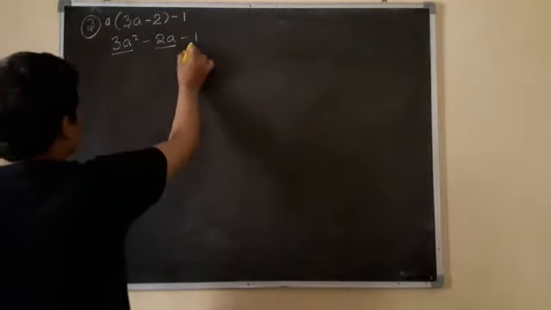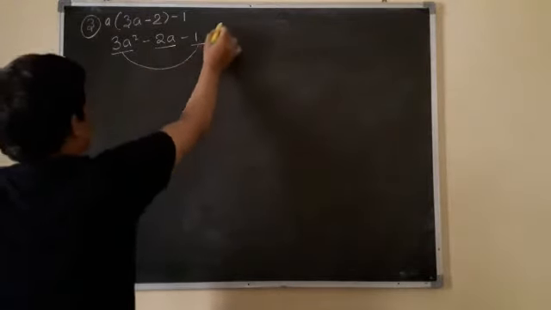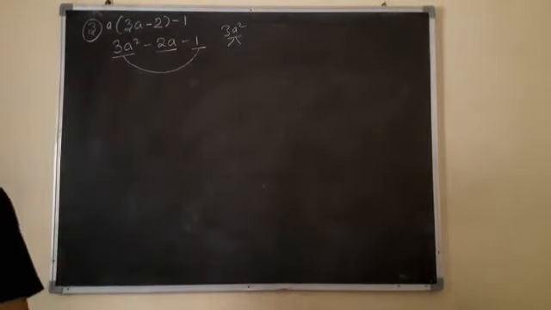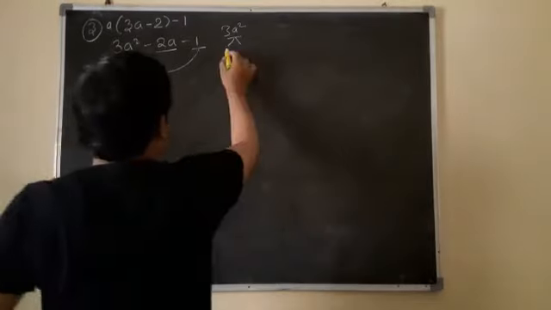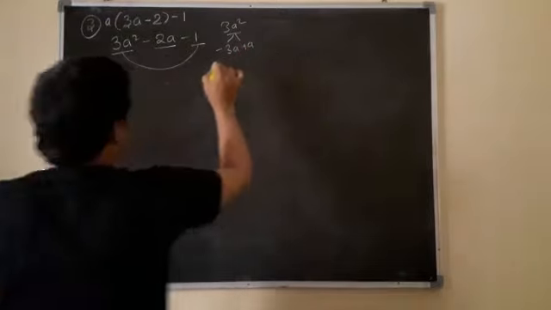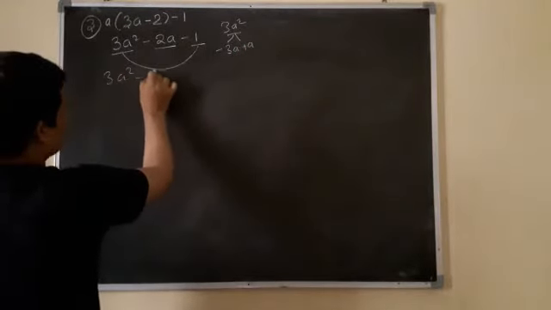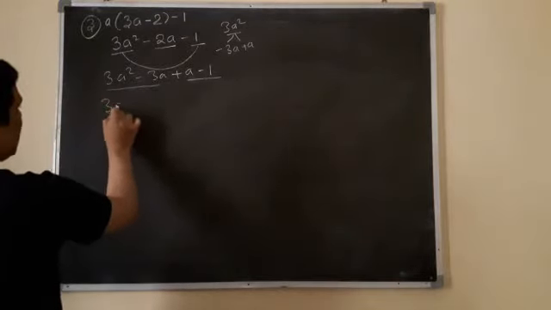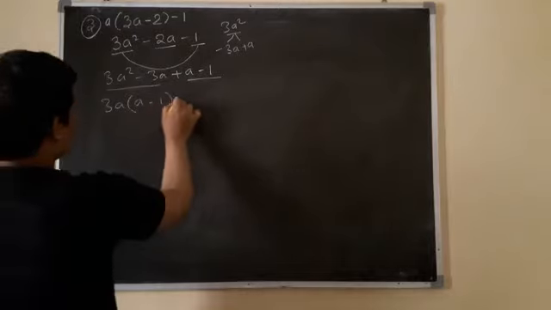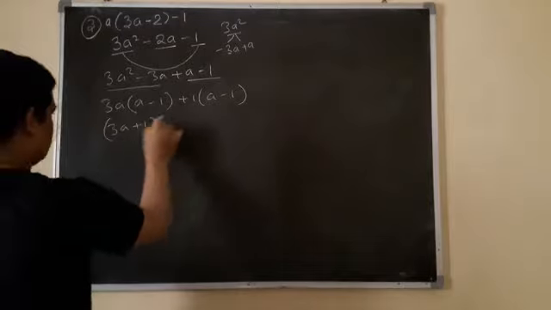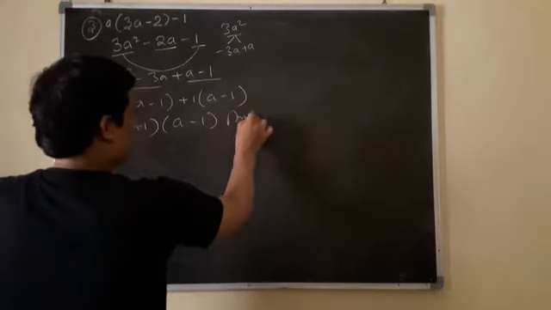For that, as I told you, we have to multiply the extreme terms. So what will be the product? 3a square. Now we have to split this into two parts such that their sum must be minus 2a, so minus 3a and plus a. So we will write 3a square minus 3a plus a minus 1. Now we will make groups and take the common: 3a times a minus 1 plus 1 times a minus 1. Now 3a plus 1 and a minus 1. This is our answer.